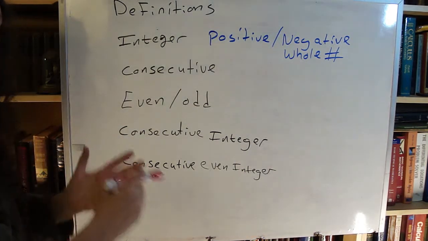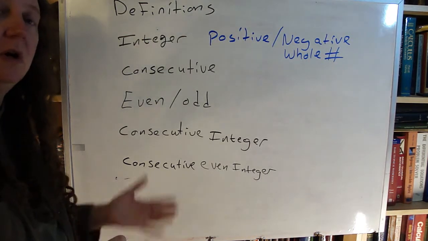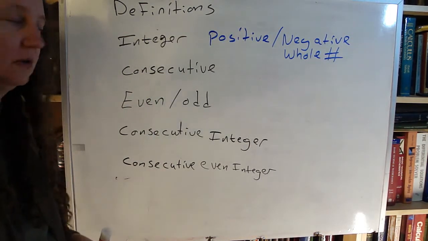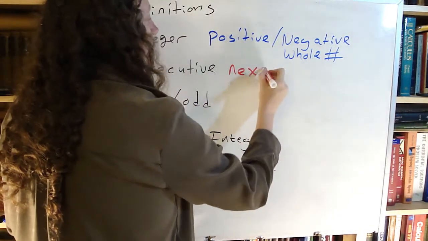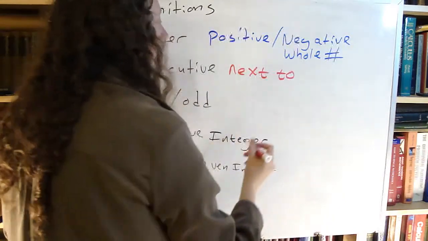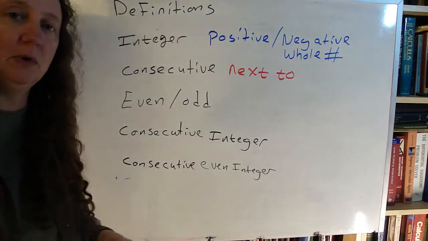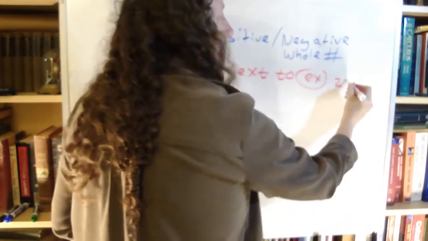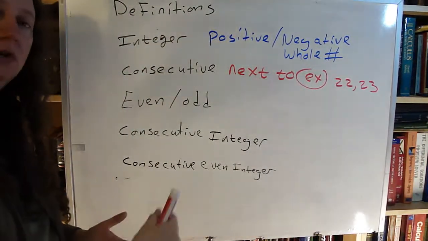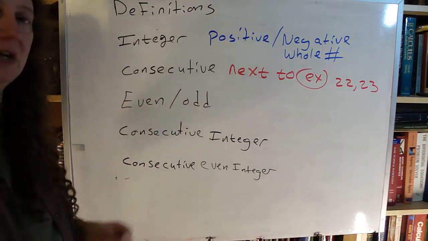Consecutive. That means right next to each other. It's not exactly the same as meaning next to each other, but when you're talking about numbers, it is. An example of two consecutive numbers: 22 and 23. So when you are counting your numbers, 22 is right next to 23, so they are consecutive.